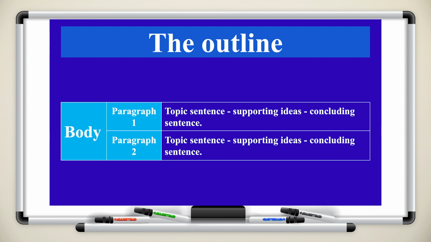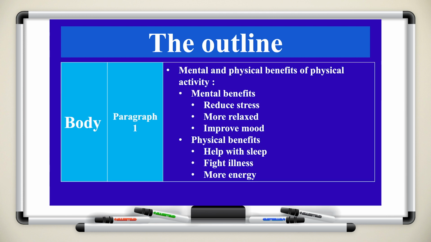Let's take a look at the body. And we said the body has paragraph 1 and paragraph 2. Okay? And they gave you two ideas to put, one in paragraph 1 and the second in paragraph 2. So we will start with the topic sentence, supporting ideas, and concluding sentence, as well as for paragraph 2: topic sentence, supporting ideas, and concluding sentence. For paragraph 1, for example, you will say mental and physical benefits of physical activity. For the mental benefits, you will mention reduced stress, being more relaxed, and improved mood. For the physical benefits, you will say help with sleep, fight illness, and gives us more energy. So all these ideas you will write in paragraph 1.